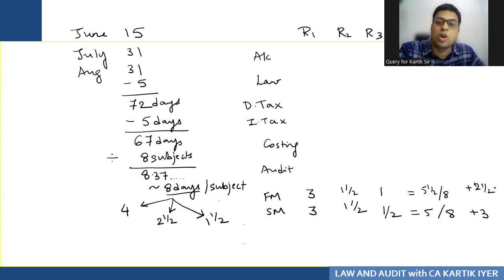But this might not be the case for all subjects, correct? Like for audit, suppose you feel good in auditing, then you may need fewer days. If you feel bad in auditing, then you may allocate more days. So like that, you have to fill the table and you have to ensure that the allocation is done.